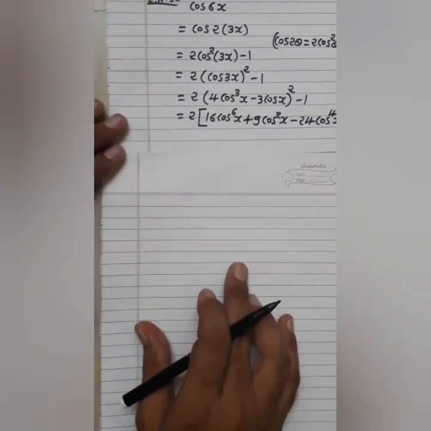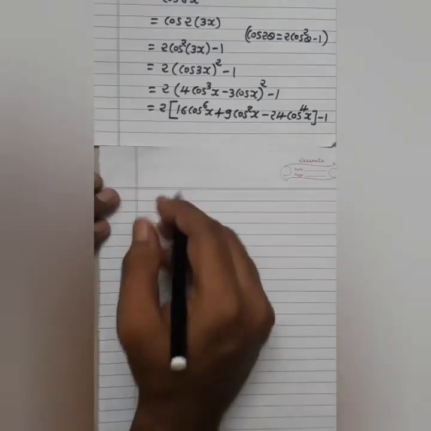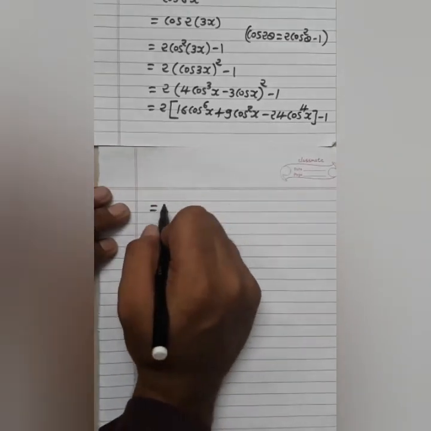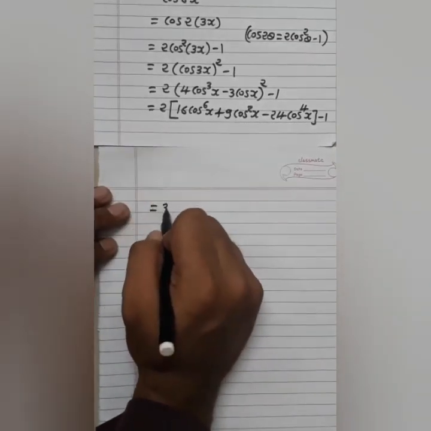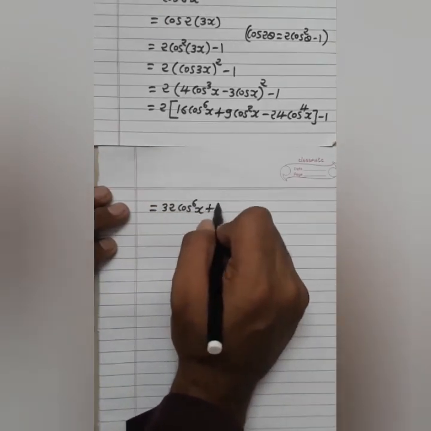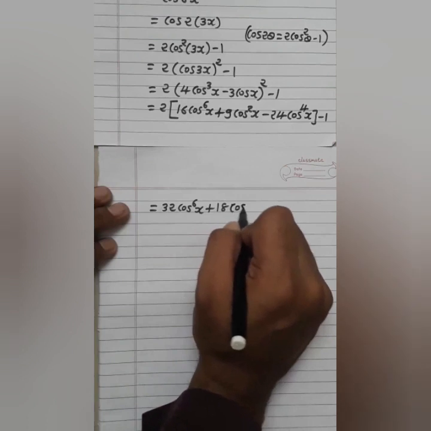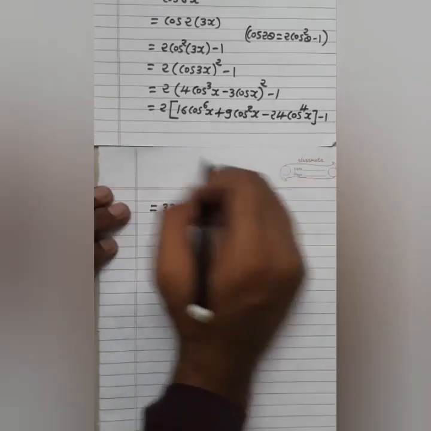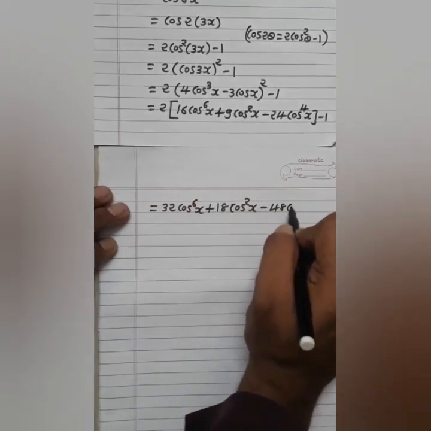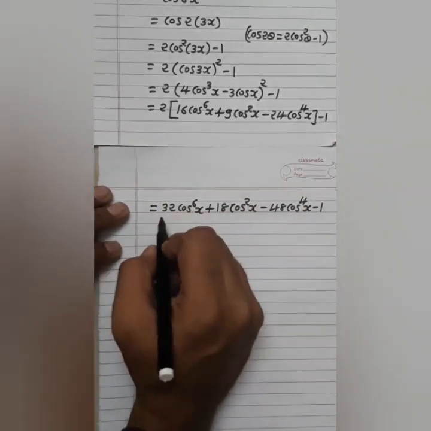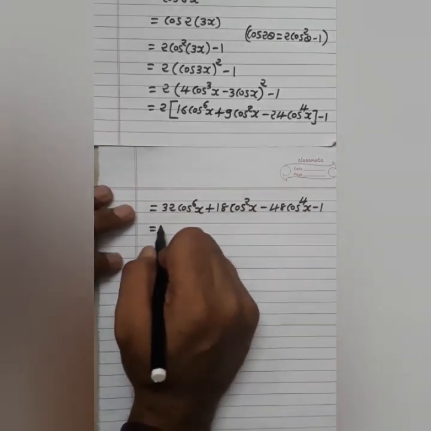Now simplify this result. So it is equal to 2 multiplied in this bracket, so 16 into 2 means 32 cos raised to 6x plus 9 into 2 is 18 cos square x minus 24 into 2 means 48 cos raised to 4x minus 1, which is equal to the RHS side.